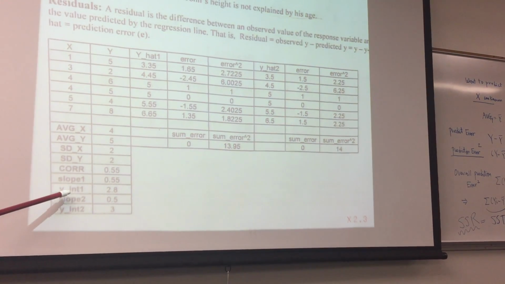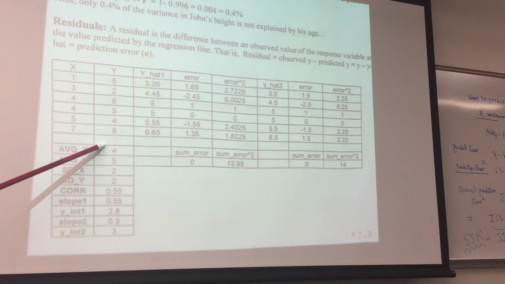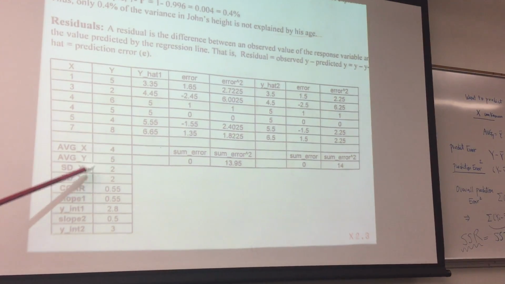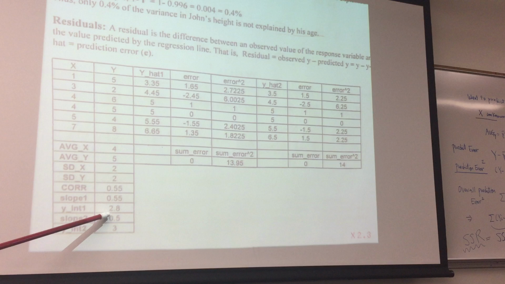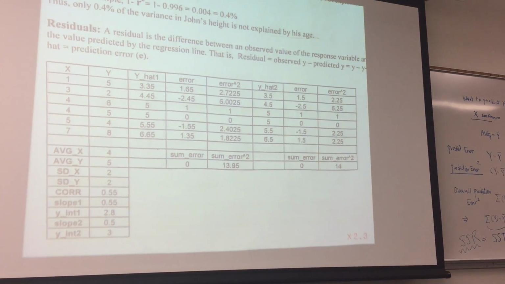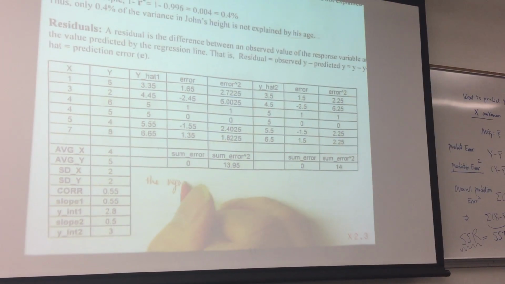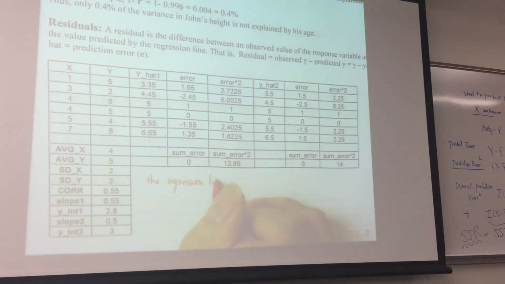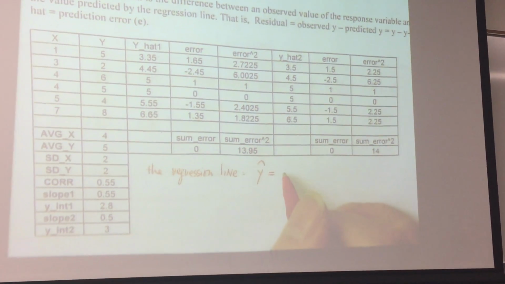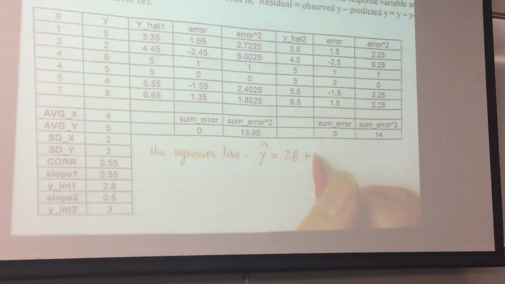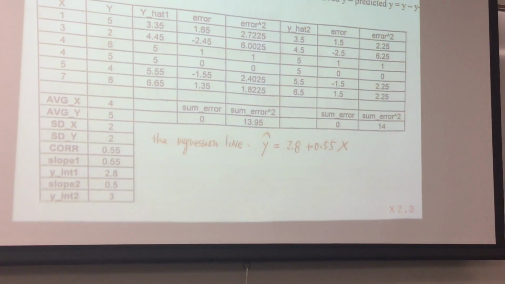And for the y-intercept, you use the formula y bar minus b x bar. Average y is 5, minus b, which is 0.55, times x bar, average x, which is 4. What do you get? You get 2.8. That is to say, for this data set, the regression line is y hat equals 2.8, this is the y-intercept, plus 0.55x. This is our best prediction line based on the least squares criterion.